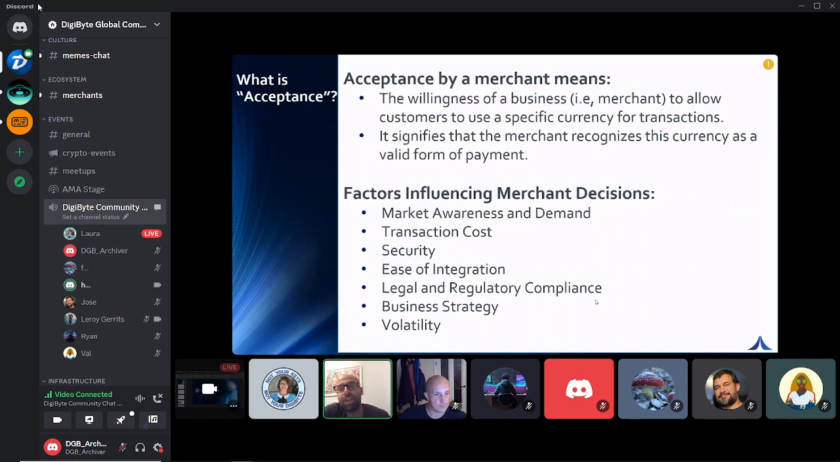If you're talking about expanding acceptance, a lot of times companies will refer to this as their footprint. In parallel, we talk a lot about the node crawler in the DigiByte world: how many nodes, how many different types of nodes, and how much activity is going across the network. Similar things apply to acceptance.